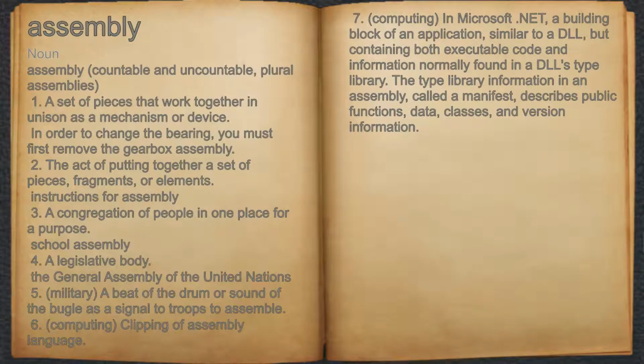Assembly. Noun. 1. A set of pieces that work together in unison as a mechanism or device. For example, in order to change the bearing, you must first remove the gearbox assembly. 2. The act of putting together a set of pieces, fragments, or elements. For example, instructions for assembly.